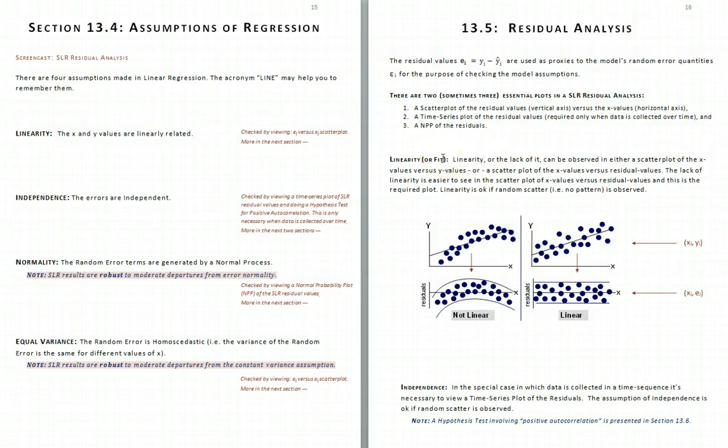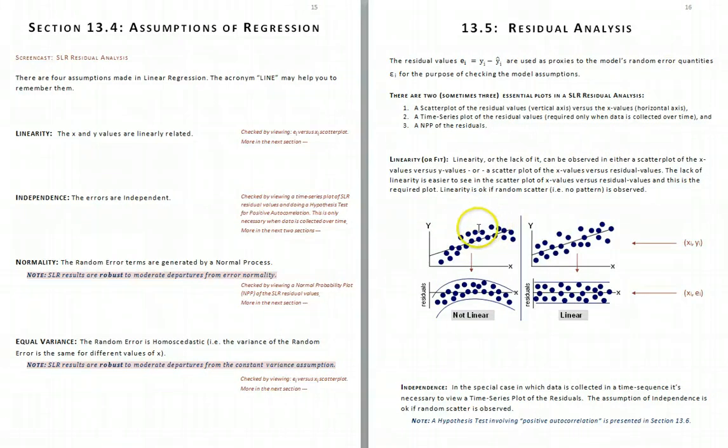Linearity or fit, or lack of it, can be observed in either a scatter plot of the x values versus the y values, or a scatter plot of the x values versus the residual values. The lack of linearity is easier to see in the scatter plot of x values versus the residual values, and this is the required plot.